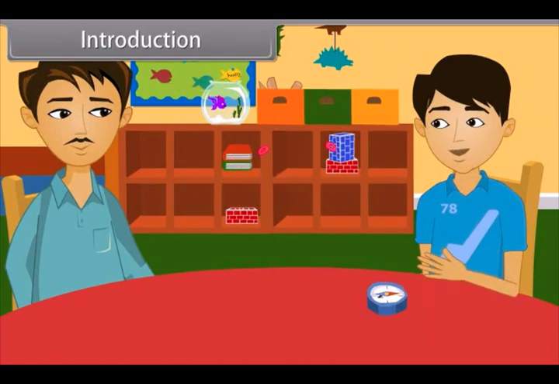Dad, I'm looking at this compass you bought me for my birthday. It is such a good device. But something happened and I'm unable to figure out why that has happened. Can you help me, Dad? Yes, Rajiv. Tell me exactly what happened.